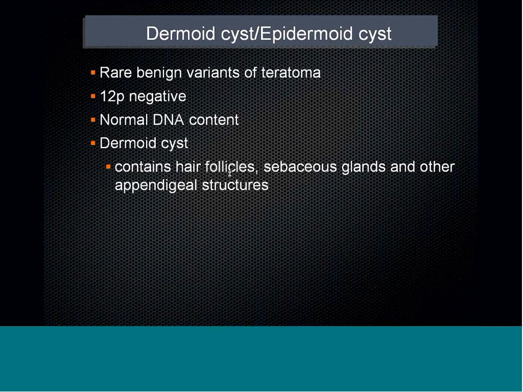There are two rare entities which are part of post-pubertal teratomas that are benign. These are really rare benign variants of teratoma. They're 12p negative. They have a normal DNA component. Epidermoid cyst is composed of just a cyst with squamous lining and keratin. Dermoid cysts have additional adnexal units like hair follicles, sebaceous glands, and some other components.